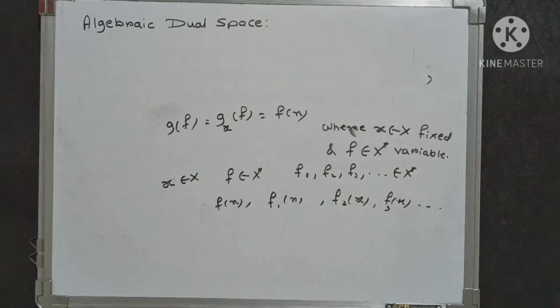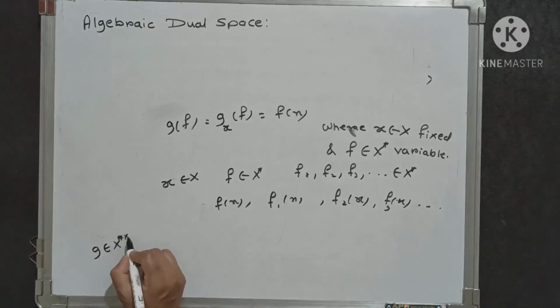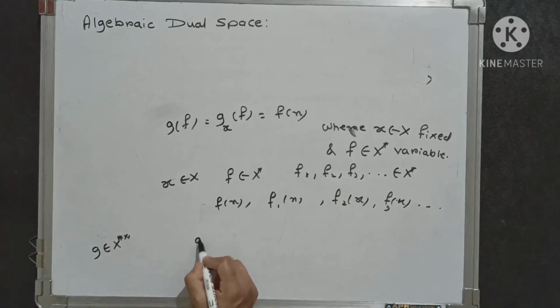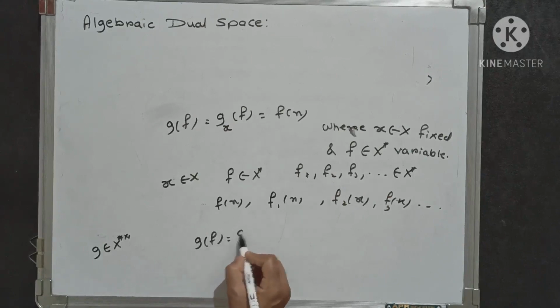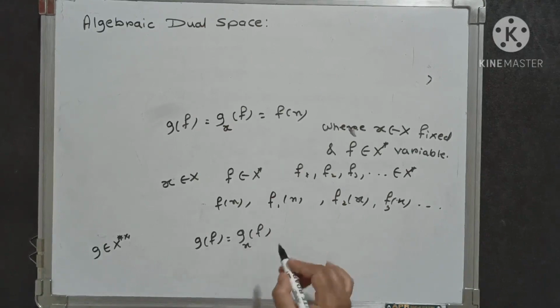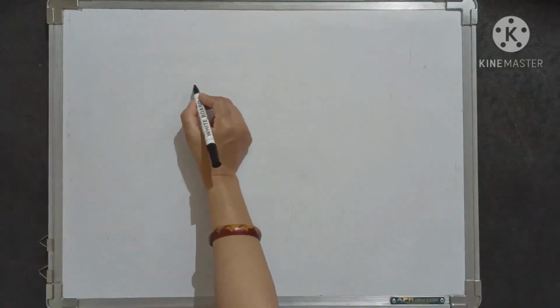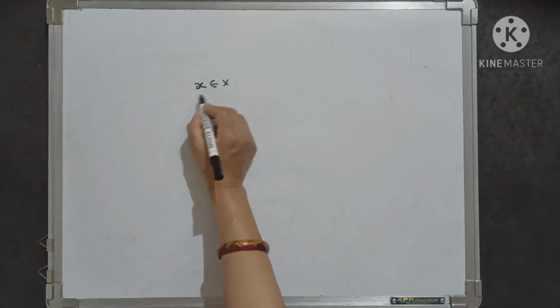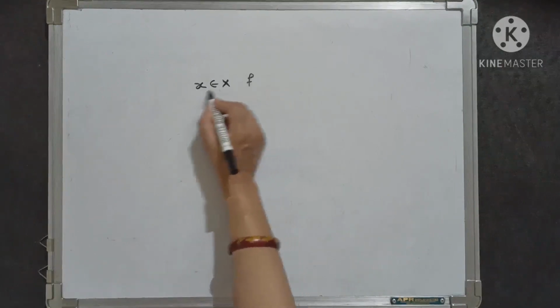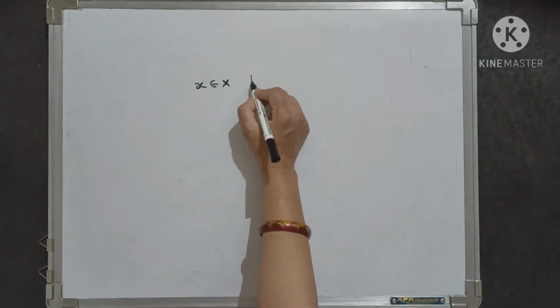And then here we get the linear functional, that is g belongs to X double star, like this: g of f equals g x of f, which equals f of x. In this way we obtain the element g belongs to X double star. Here we start with the element small x belongs to capital X, and we fix this element. Let small x belongs to capital X be fixed.